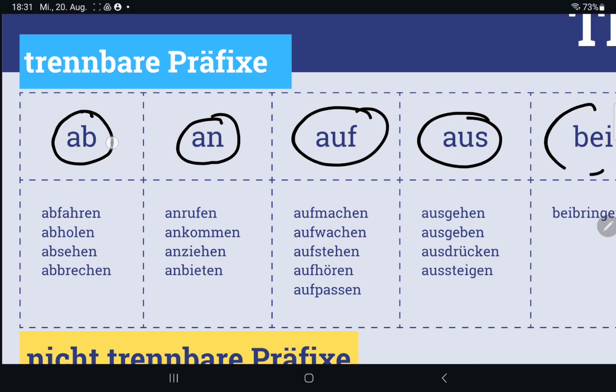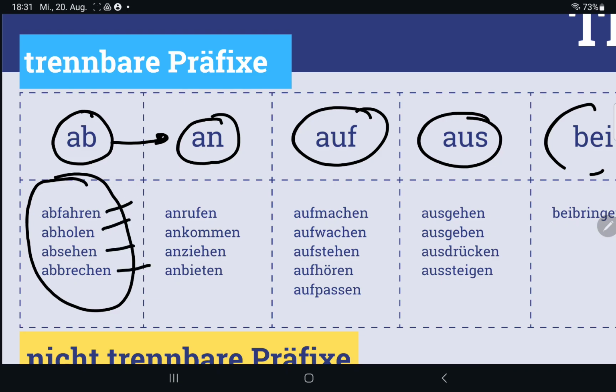Now, should you memorize the prefixes? Yes, you can, but what is even better is to memorize one example. For example, abfahren, abholen, absehen, abbrechen. Please check what they mean. I don't want to give the meanings. For example, abholen means to pick up someone. What's abfahren, absehen, abbrechen? Please look their meanings up, and think which verb is more important to your personal or professional life.